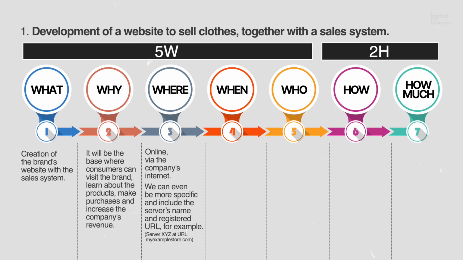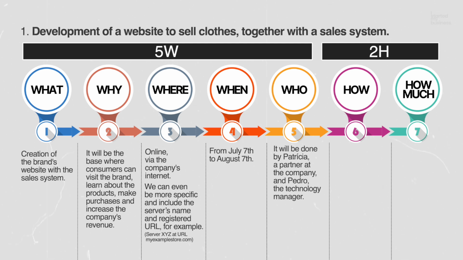When will it be done? From July 7th to August 7th. Who will it be done by? It will be done by Patricia, a partner at the company, and Pedro, the technology manager. How will it be done? By hiring a website development agency called Website Agency, fictitious name. How much will it cost? $2,500 paid in cash.